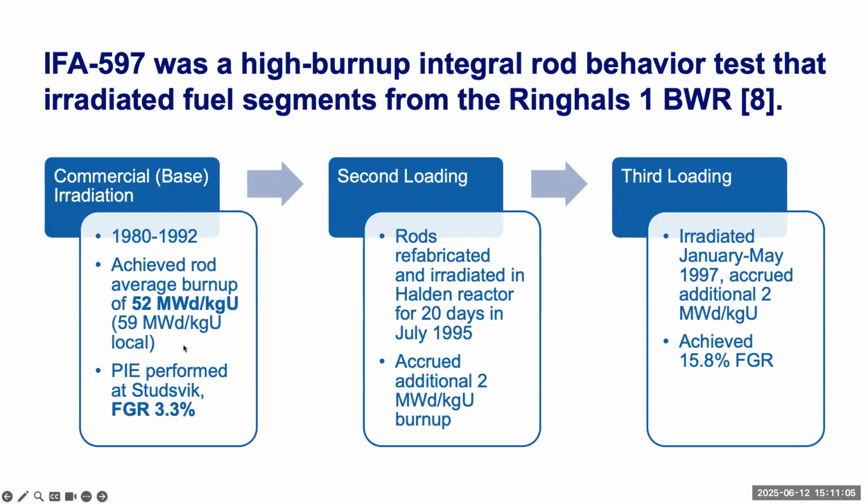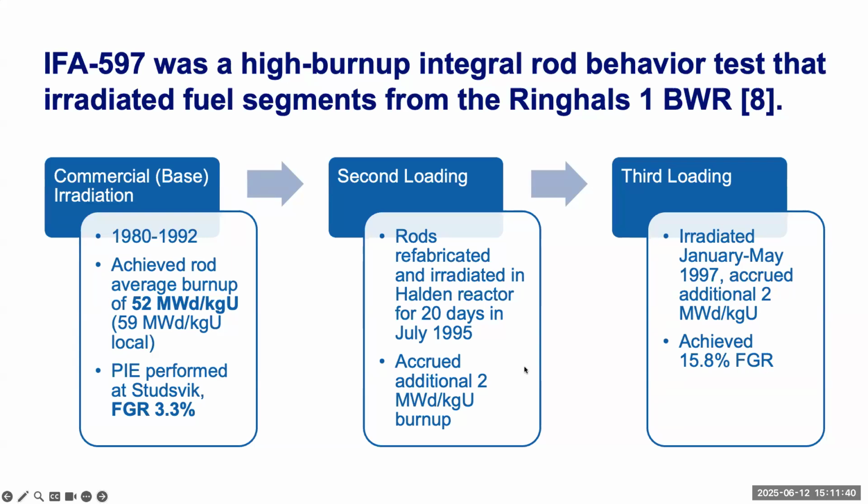Now, after the commercial base irradiation, these fuel rods were loaded into a nuclear test reactor, the Halden reactor. So these rods were refabricated and then irradiated in the Halden reactor for about 20 days back in July 1995, versus this commercial base irradiation, which was about 12 years. So a much shorter irradiation time for this experiment.